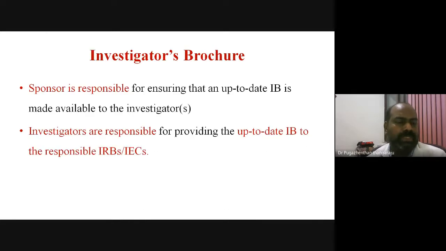So the sponsor is responsible for ensuring up-to-date information in the investigator's brochure, and the investigator is responsible for providing the up-to-date information to the responsible institutional review board or institutional ethical committee, in coordination with the sponsors.